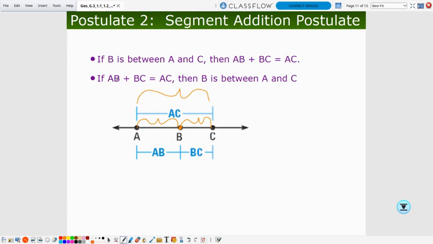Vice versa, if we say, let's add AB plus BC, A to C would be equal to AB plus BC. That tells us that B is in between A and C. Not in the center, but in between. And notice that B is written twice in this addition postulate.